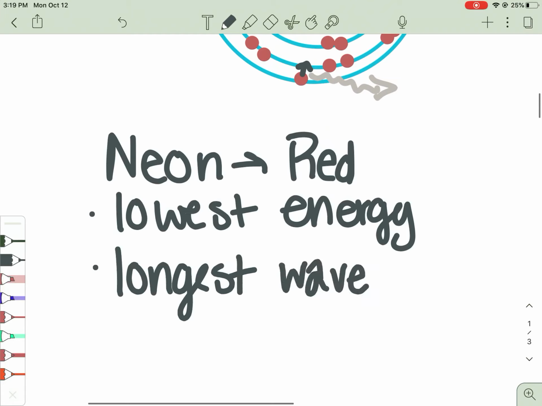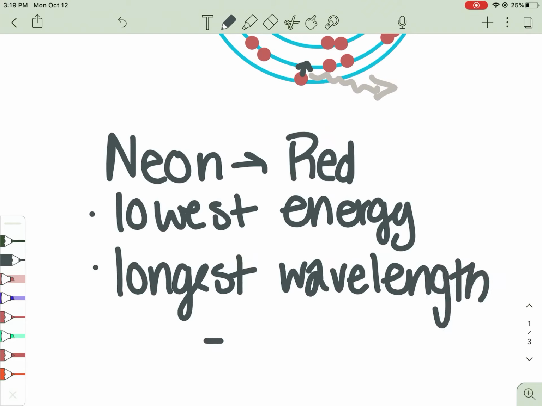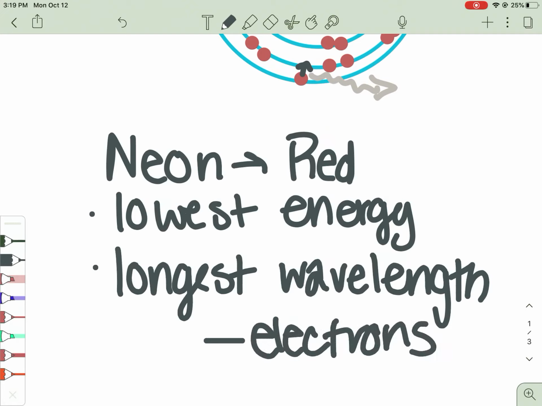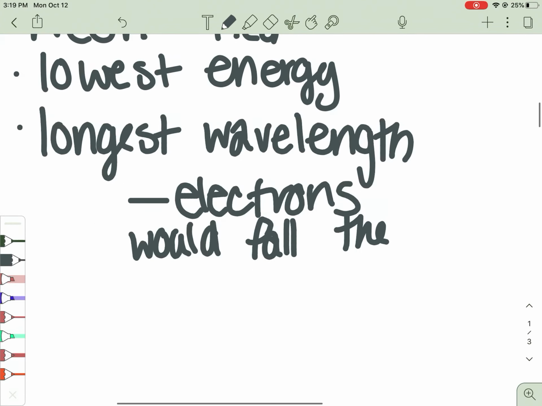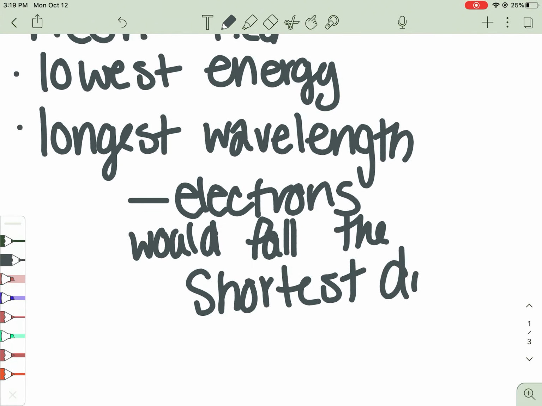Which means that when you would draw its Bohr model, its electron should be falling the shortest distance. So if you have any more questions about that, please let me know.